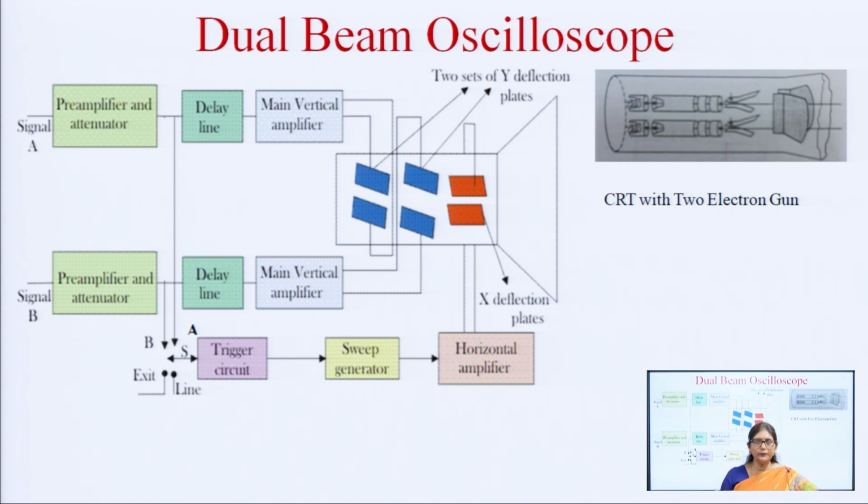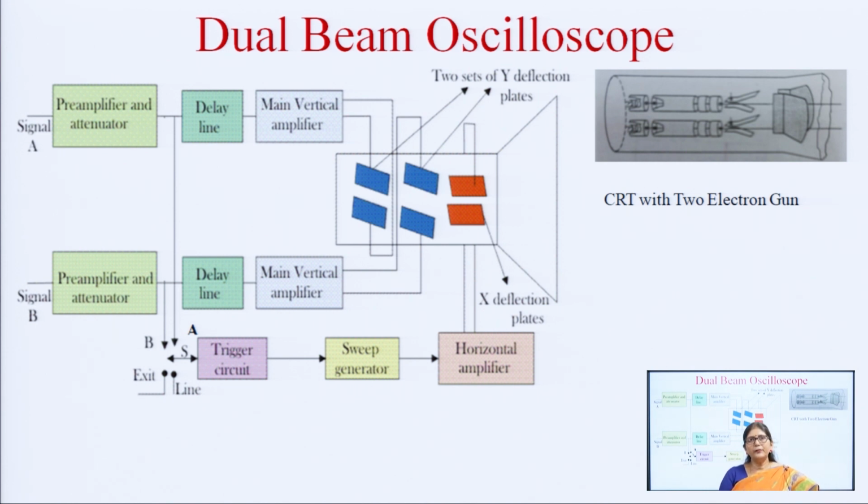We can use two CROs, but when we are using two CROs they are not synchronized. So, we can't compare both the input and output signal. Similarly, if we want to see the modulating signal and modulated signal simultaneously, then we need a CRO that can at least display two waveforms simultaneously. So, for this purpose the dual beam and dual trace CROs are used.